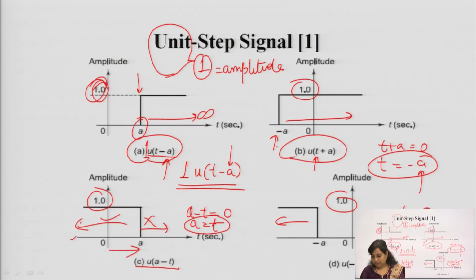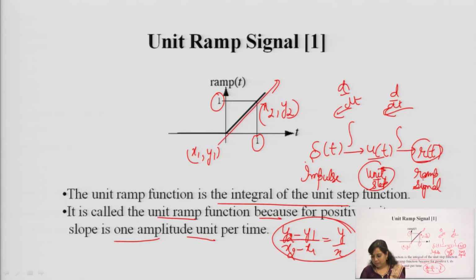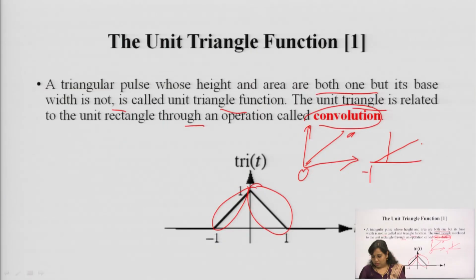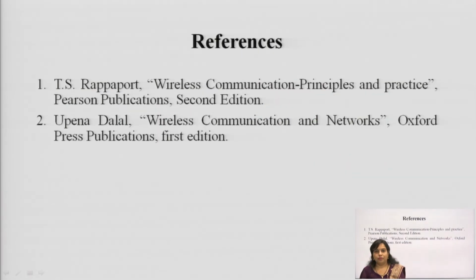Then this is a unit step signal, which has an amplitude equal to 1. Then the unit ramp signal, that is x1 y1 to x2 y2, will be used for the purpose of transmission. This is the unit triangle signal. So, these are the references that you can consider for this lecture.